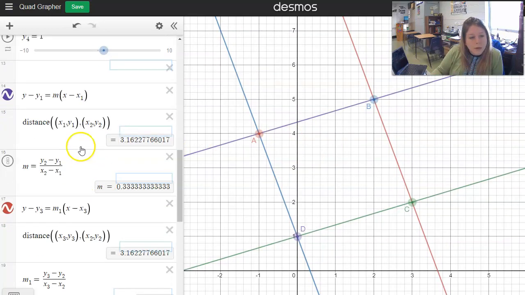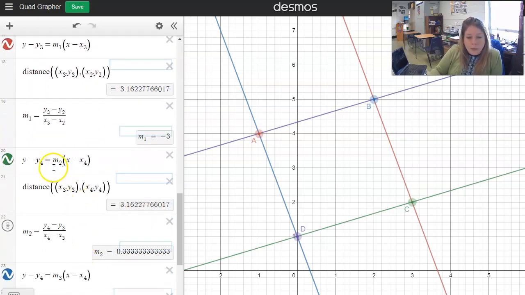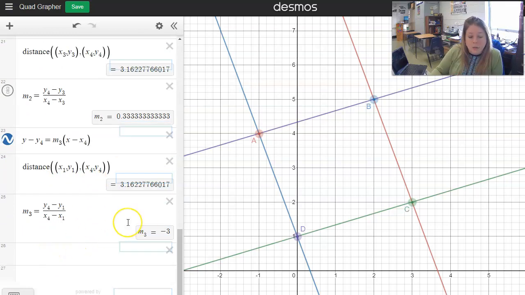And then if we scroll down, we've got our distances here. So this is our purple line distance, 3.16. This is the slope of the purple line. Then we have our red line distance, 3.16, and this is the slope of the red line. Green line distance, 3.16, and the slope of the green line. Blue line distance is 3.16, and the slope of the blue line. So yes, they're all the same. That means we know it's a rhombus because we have 4 distances that are equal.